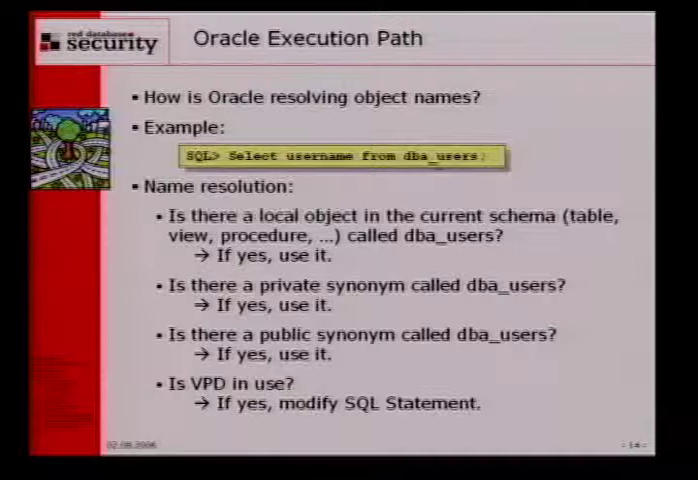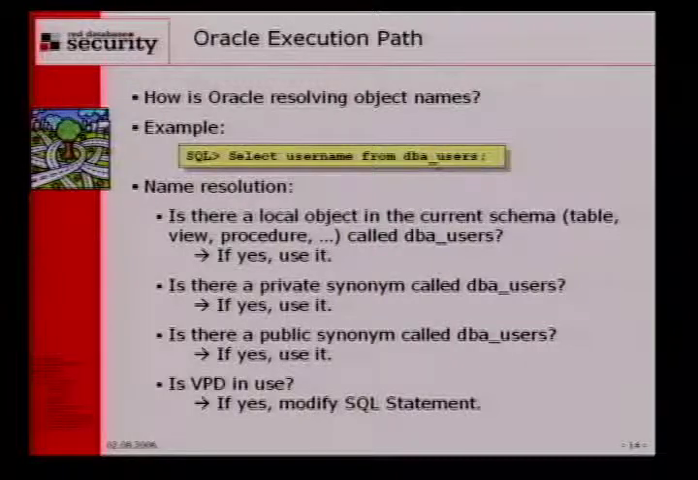Before modifying objects, we must think about how Oracle is resolving object names. What happens if you are submitting a statement, select username from DBA users? Then Oracle checks first, is there a local object in the current schema called DBA users? If yes, use it. Normally there is no such object in the current schema.